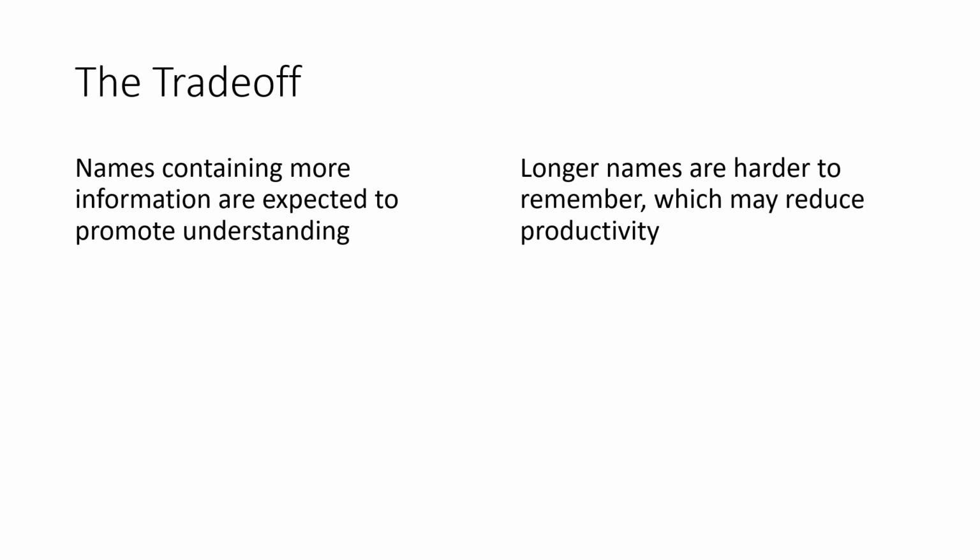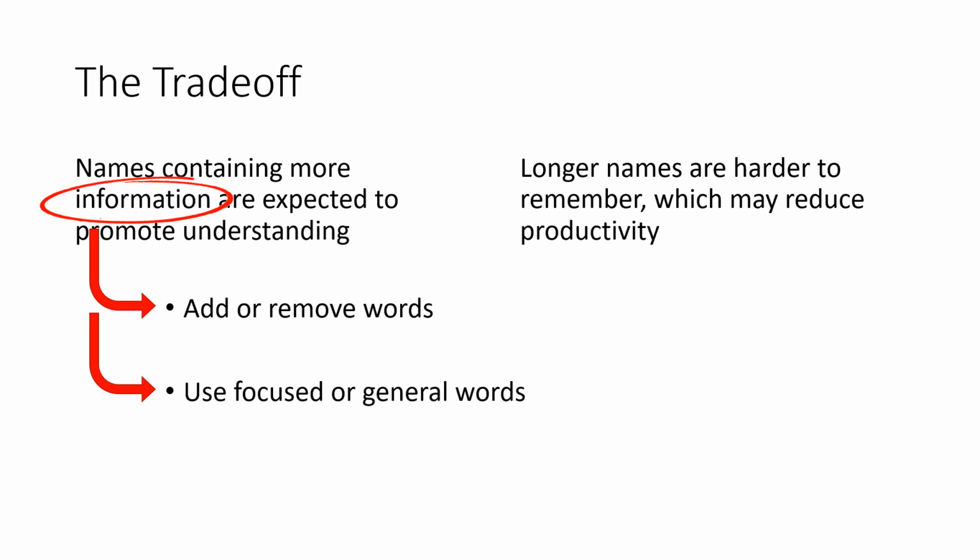Note that names are often constructed from multiple words. Therefore, the information contained in names can be changed in two ways. The first is to add words to the name, so that the name tells us more about the role the named object plays in the program. This also changes the name's length. The second is to use more focused words, which describe the named object's role more precisely. This adds information without changing the name's length.